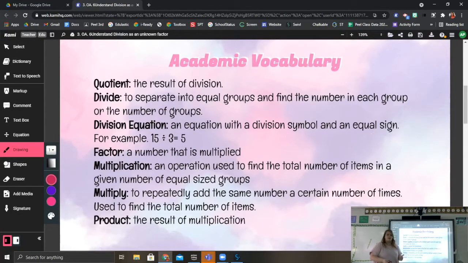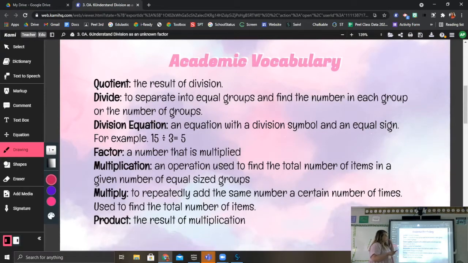We have the word quotient. That's just the result of a division problem. It's the answer in a division problem. Divide means to separate into equal groups and find the number in each group or the number of groups. So either way, the number in each group or the number of groups.